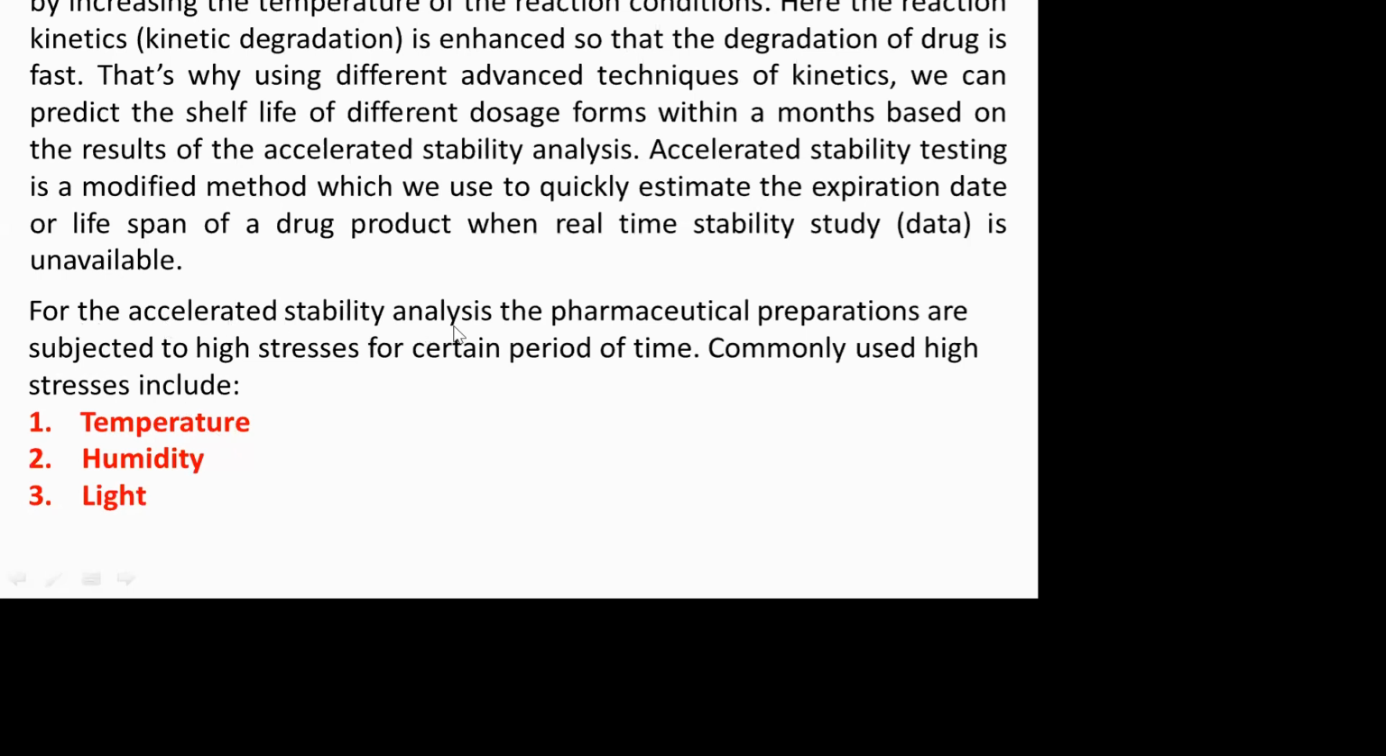So for the accelerated stability analysis, the pharmaceutical preparations are subjected to high stress for a certain period of time. Commonly used high stress inputs: temperature, humidity, light.